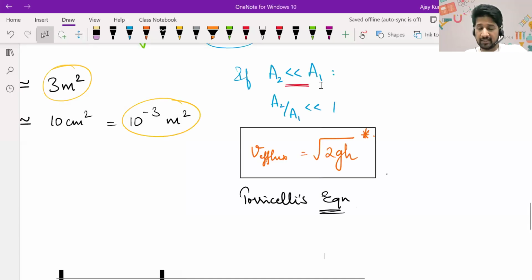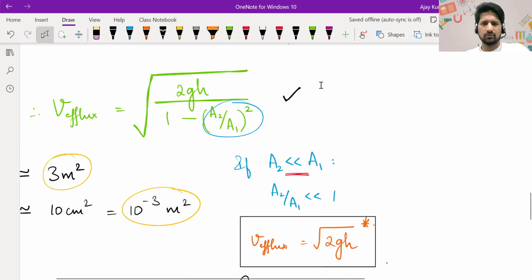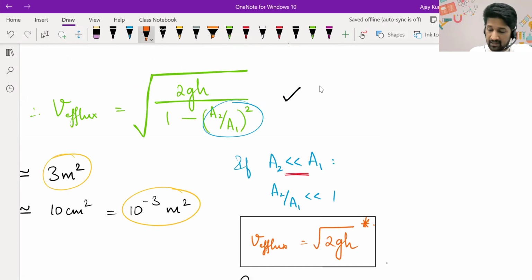Observe the equation that we derived. The speed of efflux is under root 2gh, or under root 2gh by 1 minus (a2 by a1) whole square. Look at how it depends on the height. h is in the numerator. As height decreases, the speed of efflux also decreases. And that is what we observe in daily life also.